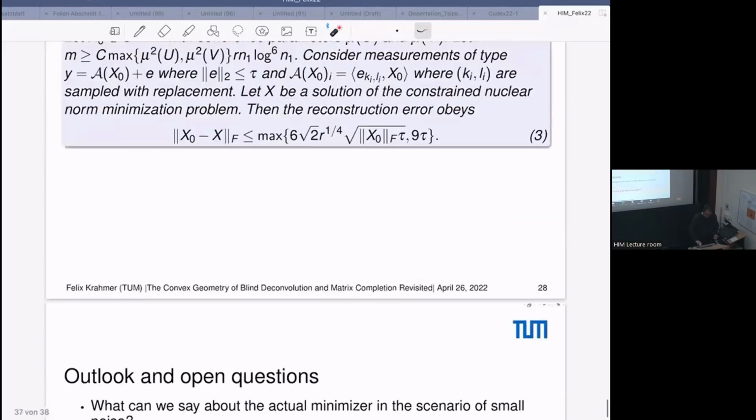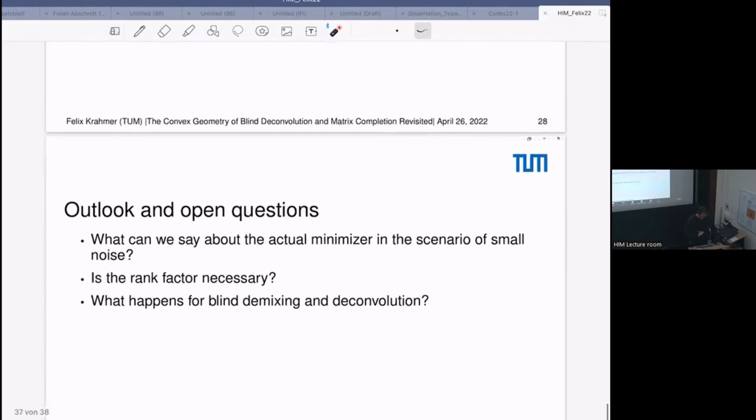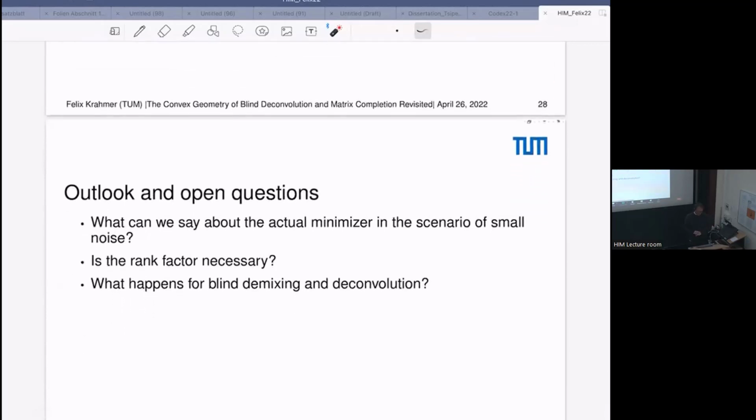As I said, we're still working. We're hoping that we're getting to the nuclear norm, which would be slightly stronger even here, but that's something that's still work in progress. The outlook and open questions.